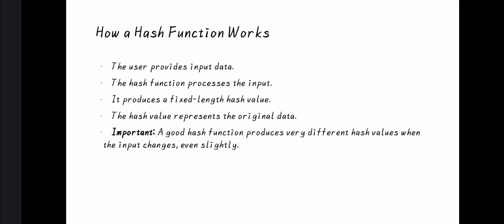The hash value represents the original data and is based on the original data. The hash function produces very different hash values when the input changes even slightly. That means if we change the input data, the hash value changes. This process produces very different hash values, and this is called a good hash function.